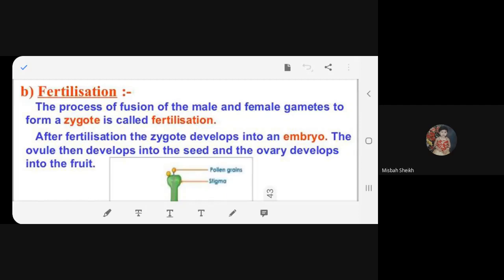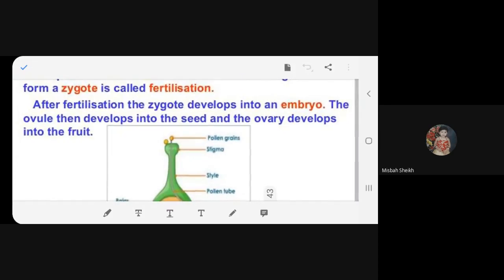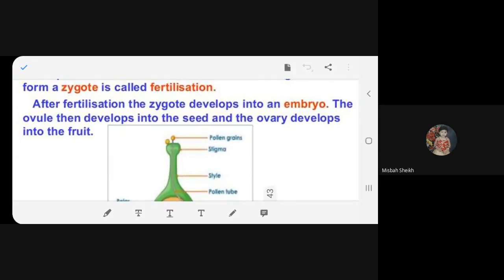Can I read? Okay, beta. Fertilization. The process of fusion of the male and female gametes to form the zygote is called fertilization. After fertilization, the zygote develops into an embryo. The ovule then develops into the seed and the ovary develops into the fruit.